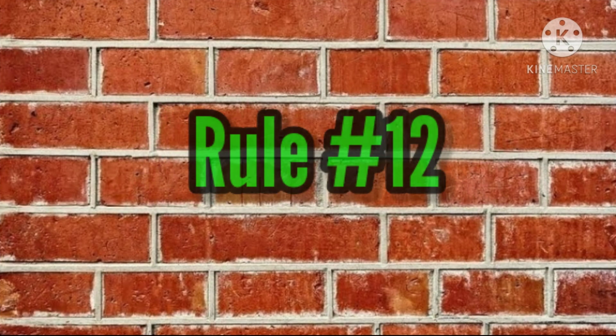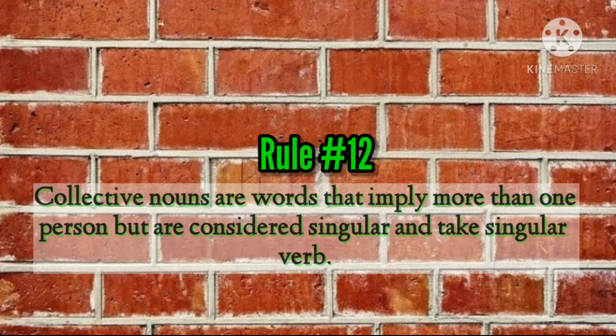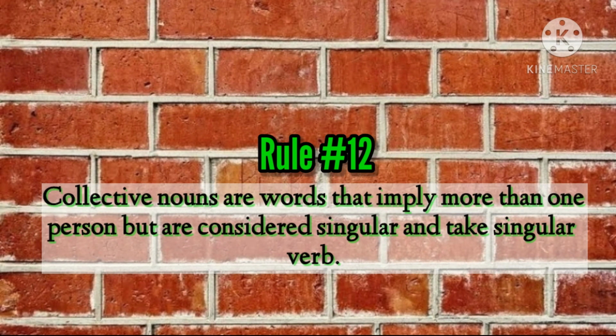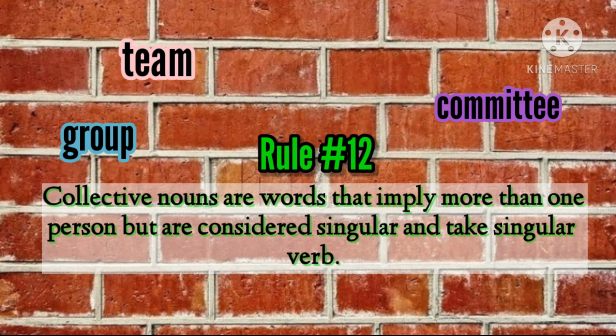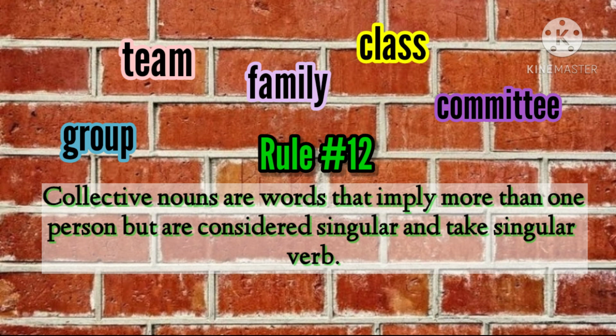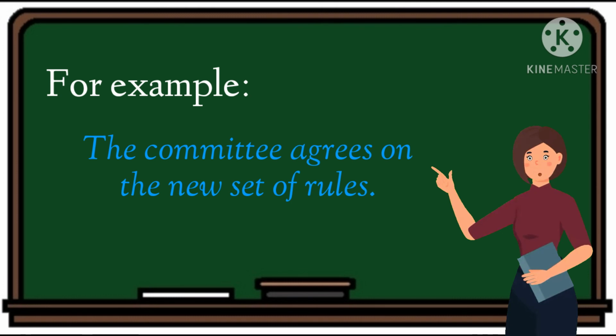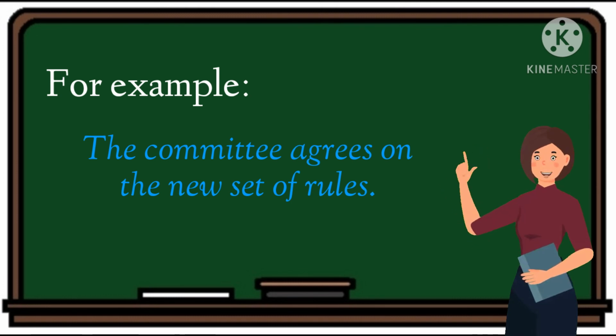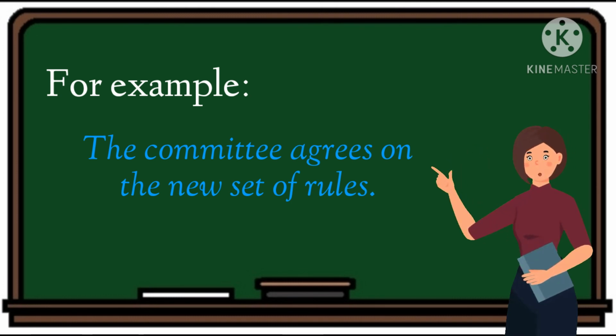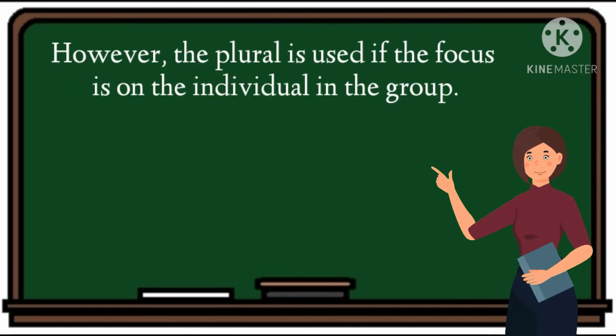Now for the last rule, collective nouns are words that imply more than one person but are considered singular and take a singular verb. Some examples of collective nouns are group, team, committee, family, and class. For example, the committee agrees in the new set of rules. So the committee in this sentence is the collective noun, while agrees is the verb. So both the collective noun and the verb are singular.